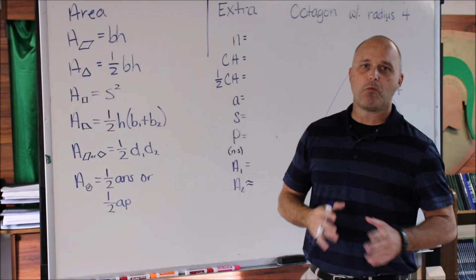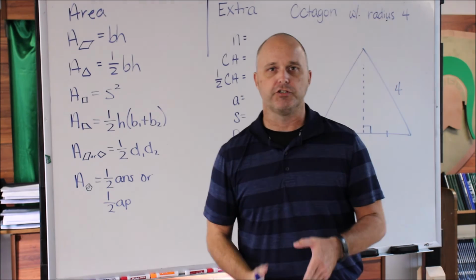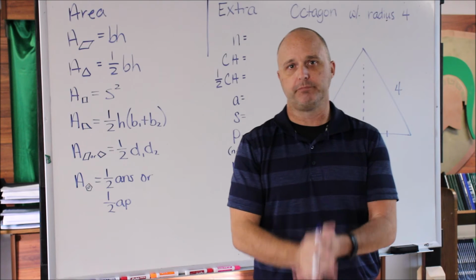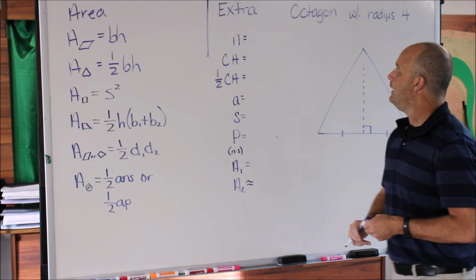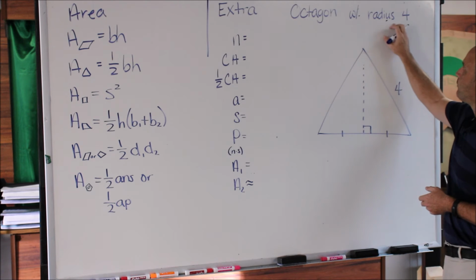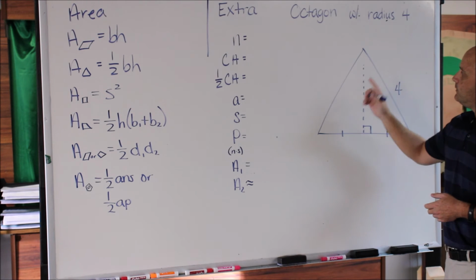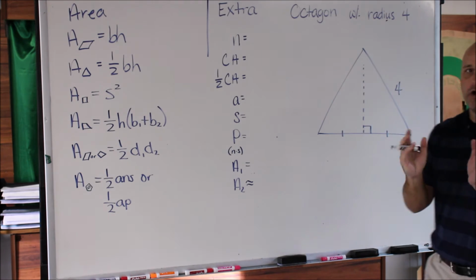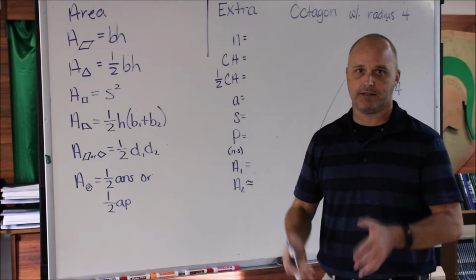Okay, we're going to do one more extra problem that's not in the book, just to make sure that you understand how to use trig when we're doing these problems. So in our extra problem, we're given that we've got an octagon with a radius of 4. So you can see that I've got my triangle shape that represents one of the 8 slices of this octagon.